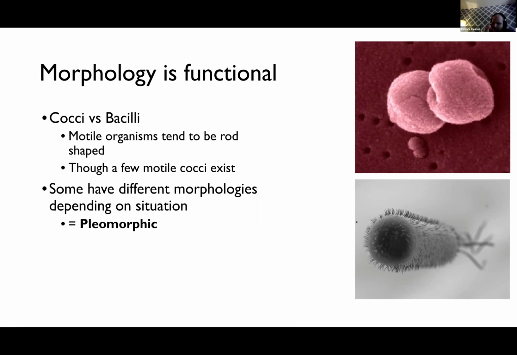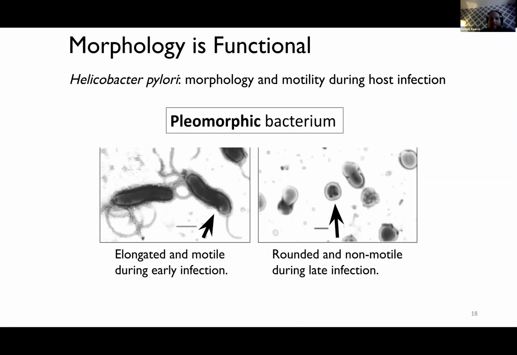Some organisms have the capacity to take on different morphologies depending on the situation, and these organisms are what we call pleomorphic. What do I mean by that? Well, we're going to talk about one of the cooler bacteria out there: Helicobacter pylori. If you've never heard of Helicobacter pylori, it has a really interesting story. This is the causative agent of ulcers. So if you've ever known anyone with an ulcer, the reason that person had an ulcer is because of Helicobacter pylori. It's a really fascinating bug.